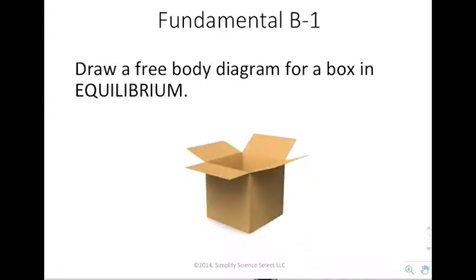So, fundamental B1: draw a free body diagram for a box in equilibrium. If we do that, this is from the previous one, we could say there's a gravitational force, there's a normal force, those two things are equal, so I'm in equilibrium.